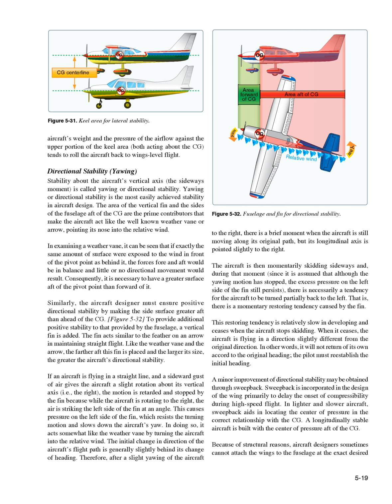The fin acts similar to the feather on an arrow in maintaining straight flight. Like the weather vane and the arrow, the farther aft this fin is placed and the larger its size, the greater the aircraft's directional stability.